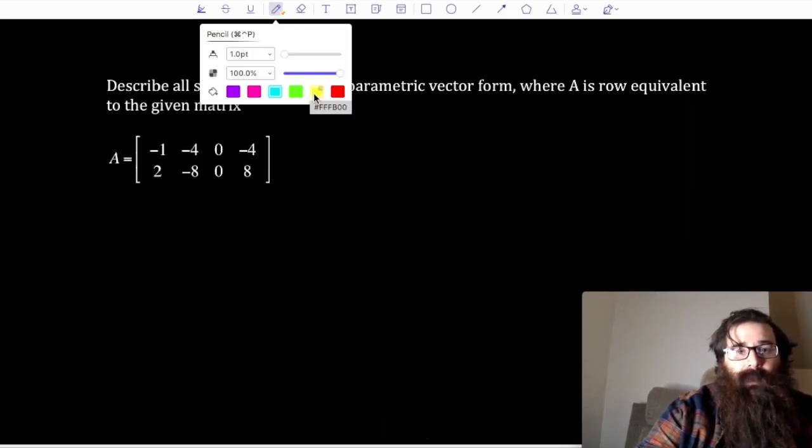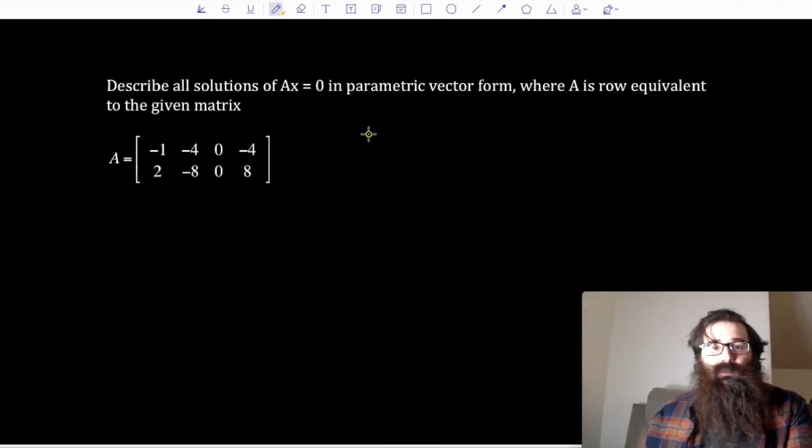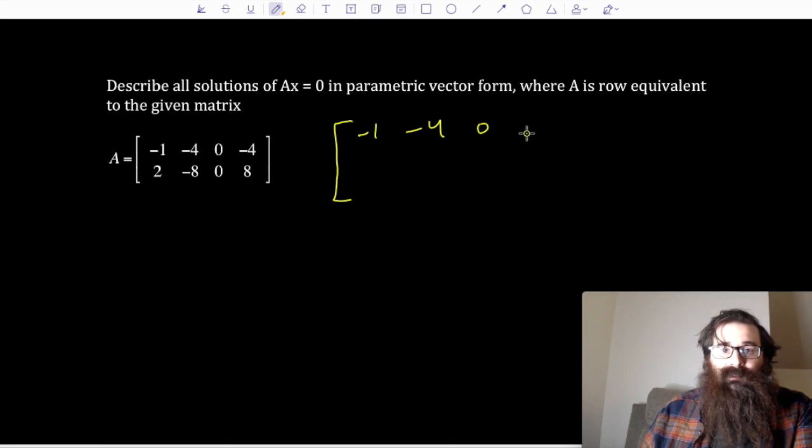Let's see another example. We're here to get comfortable with the process. So I want to describe all the solutions to Ax equals 0 in parametric vector form, where here I have this matrix A. So first thing I want to do is I want to rewrite this and augment with the 0 vector. So augmenting with 0.